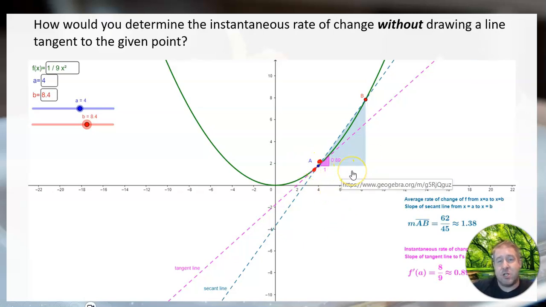Now, what you're trying to do is change the rate of change. If you connect A to a closer point B, you're going to notice that this dotted line, that blue secant line, is going to get closer and closer. If you leave A where it is and just slide B down the curve of the function, it's going to make this secant line closer and closer to the pink tangent line. As soon as you get B so close to A that you can't even see anything in between, the tangent line and secant line are going to be almost exactly the same.